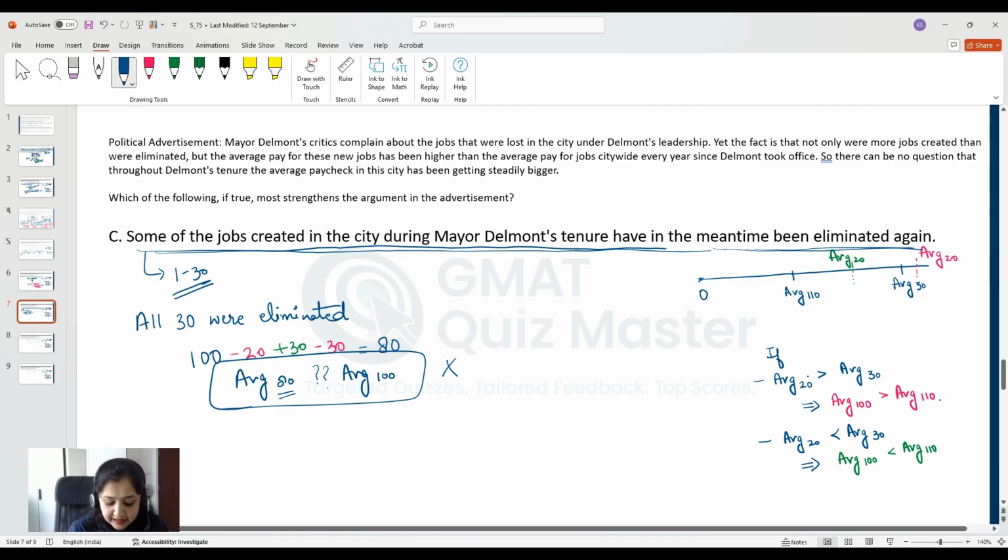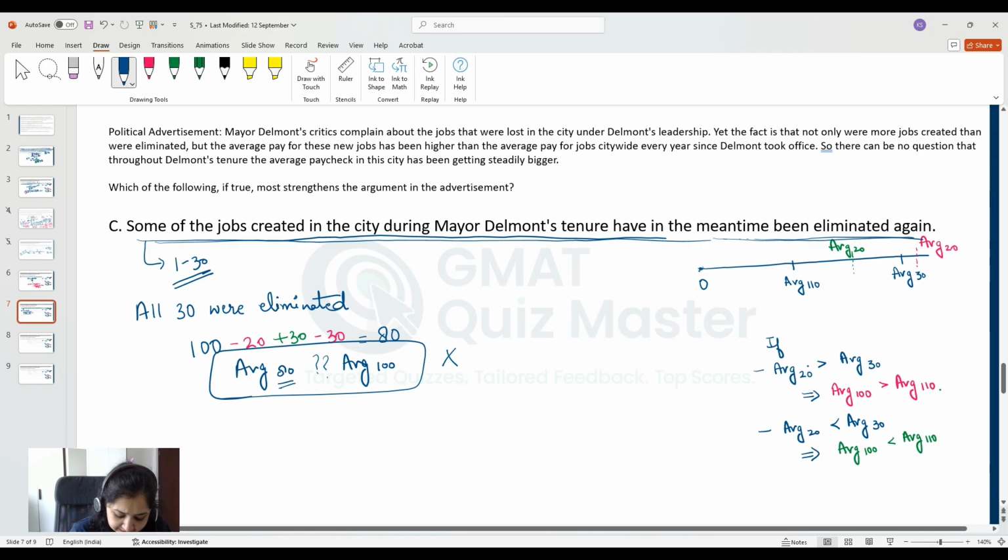Then let's consider that all 30 were not eliminated. Let's say 5 were eliminated, or 10 were eliminated, or 15 were eliminated, right? So it means that maybe instead of 30, 25 new jobs effectively were created, or 20 jobs effectively were created, right? That would be the scenario. Now, will that change the logic?